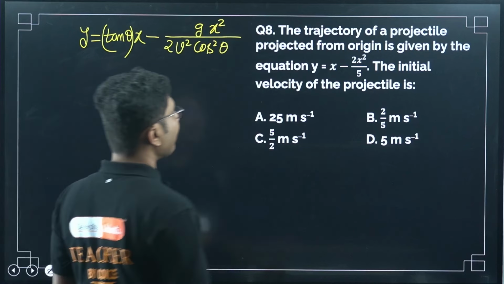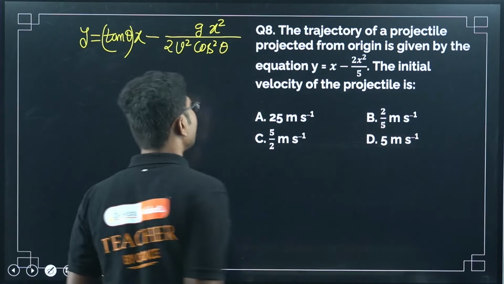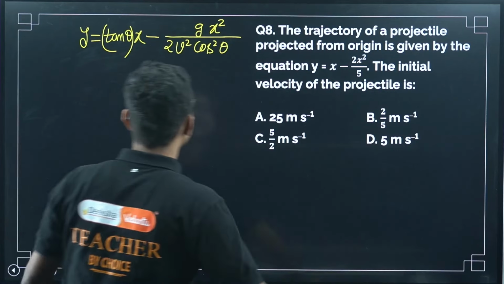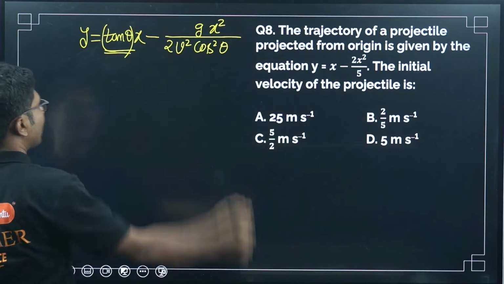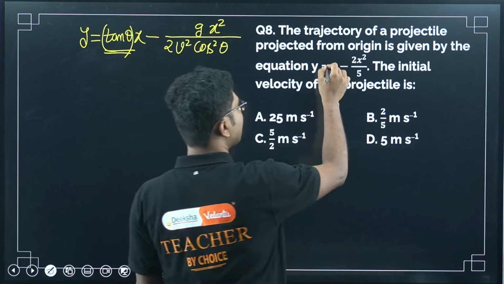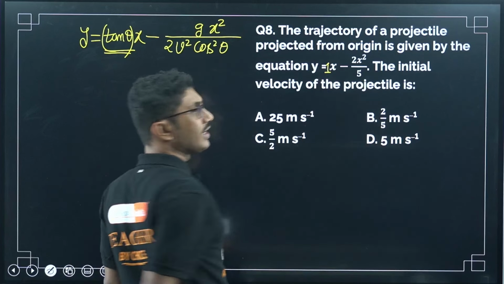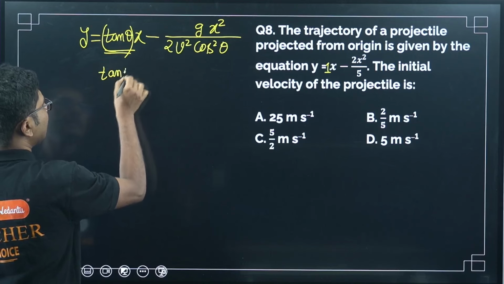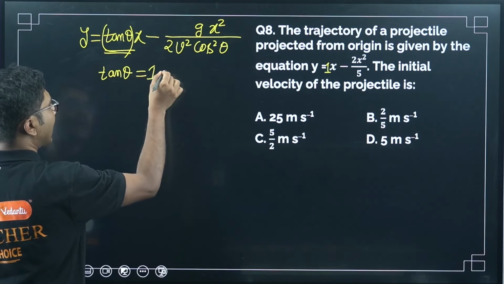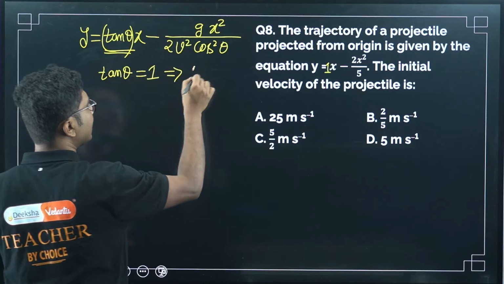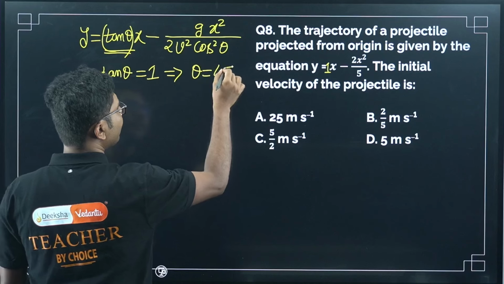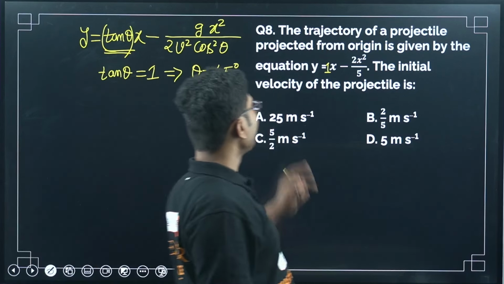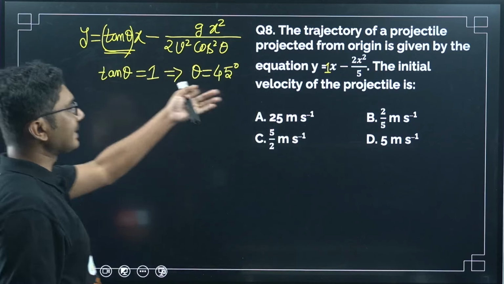Now let's compare this with this equation. First we will compare x. What is the coefficient of x here? Tan theta. What is the coefficient of x here? Nothing is there, means coefficient is 1. So from this, first of all, we can write tan theta equals 1. So tan theta equals 1 means what? Theta equals 45 degrees. Simply that. So we can calculate the theta.